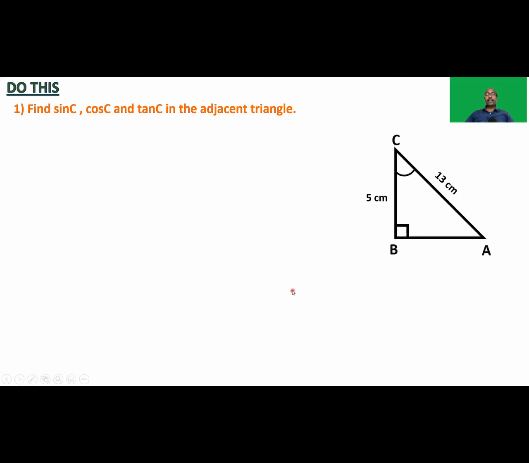Now, let us do some problems under the title, Do This. The first one is, find sin C, cos C, and tan C in the adjacent triangle. Here the triangle is like this. And let's see the solution.